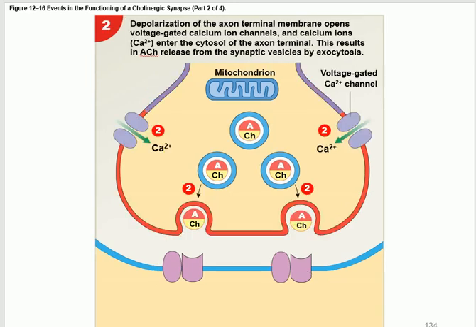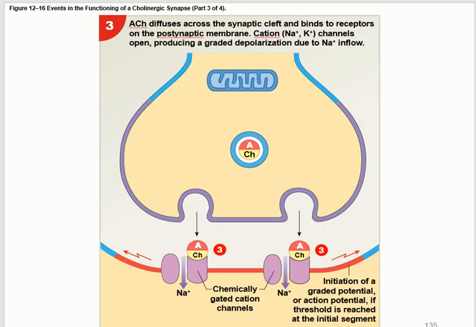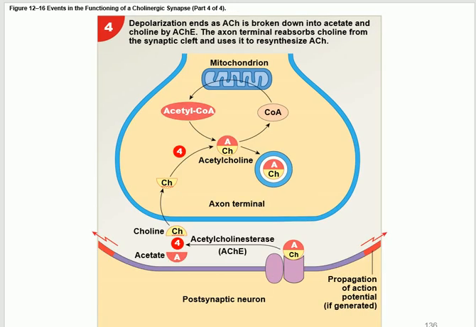What's going to be released? Acetylcholine. And what are these? What's the pink here? Acetylcholine receptors. Yes. Acetylcholine crosses the gap, interacts with receptors. Look at these chemically gated sodium channels; sodium will move in, creating an action potential in the postsynapse. Now, what is the fate of acetylcholine? And this will be a question. What is the fate of acetylcholine? Do we just leave it there? What happened to it?